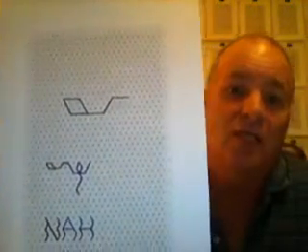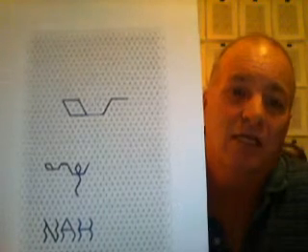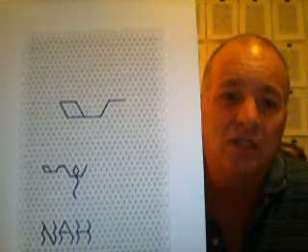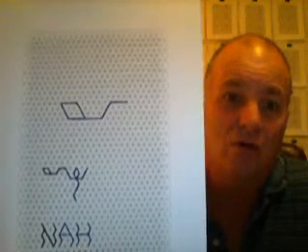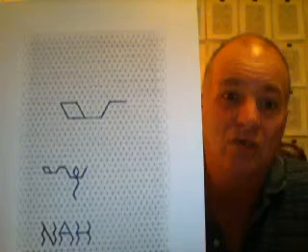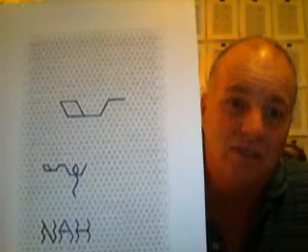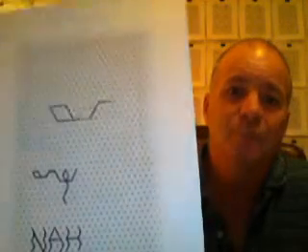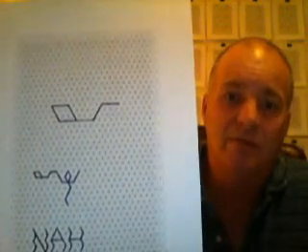So, nah, that's the last one. Nah, what's that? Nah is a seed. That's a sprouting seed. Anybody who gardens and anybody who's seen a seed sprout knows that, yeah, that is essentially what a seed looks like, isn't it? There's a seed and there's a sprout coming out from it. So that means life or activity.